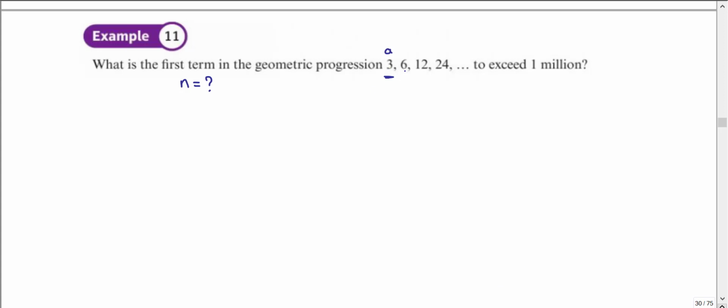Of course you can see the sequence 3, 6, 12. They keep multiplying by 2. So the next one will be 24, 48, then 96, and so on.